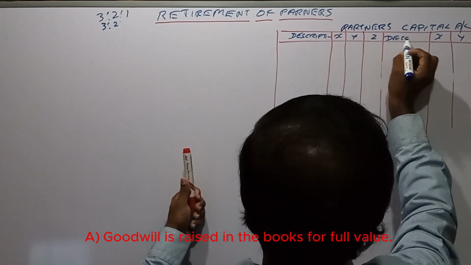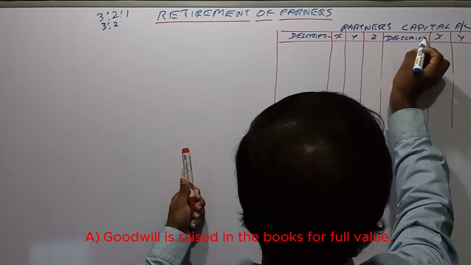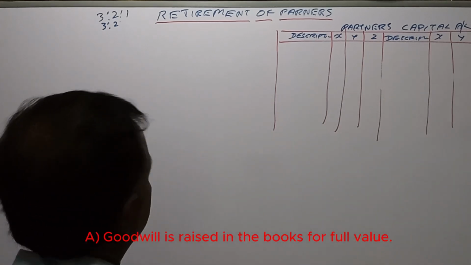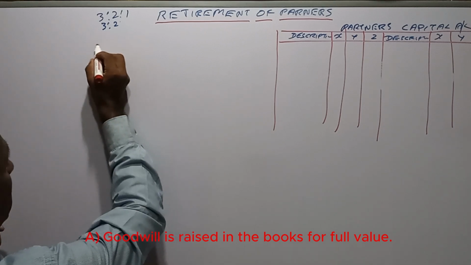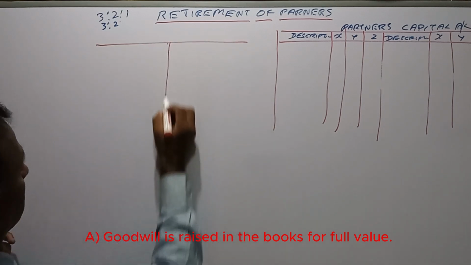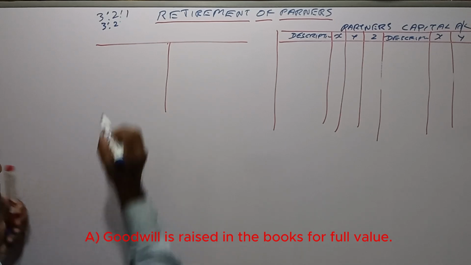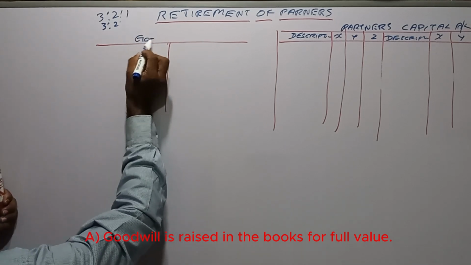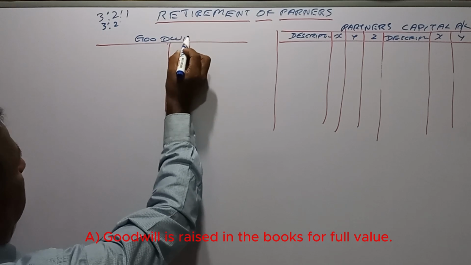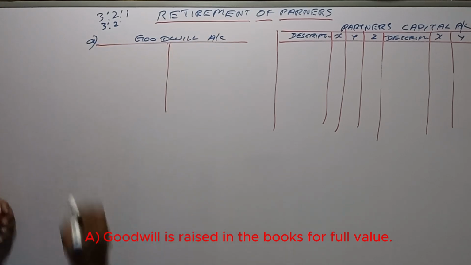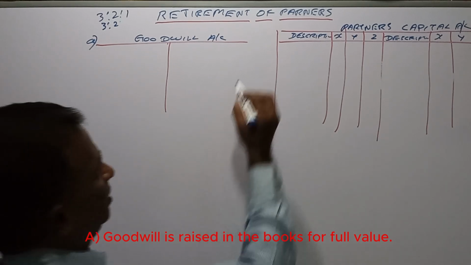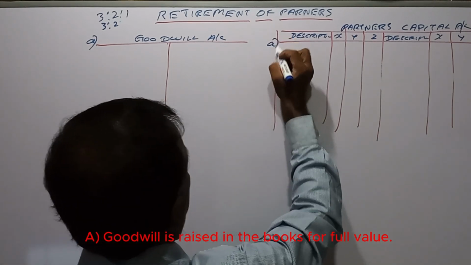Description, right? Here we will say goodwill account, goodwill account. Question number A, here we will say A, right?